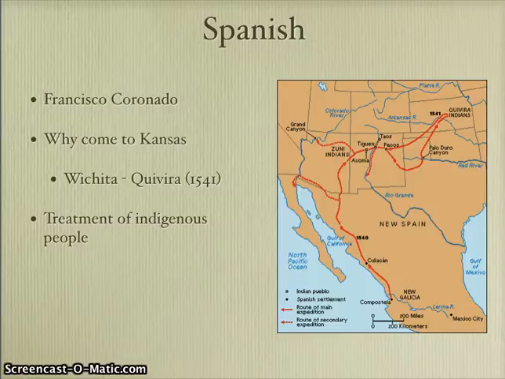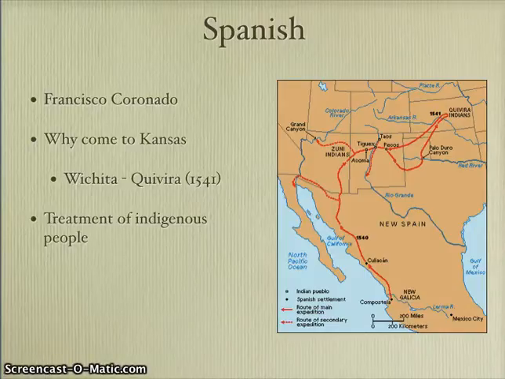As you can see from the map, he started all the way down there in Mexico, and he went everywhere exploring. He went up through Mexico, and then into what's Arizona, then into New Mexico, then down into Texas, and eventually into Oklahoma and Kansas. So the question becomes, why did he come to Kansas?